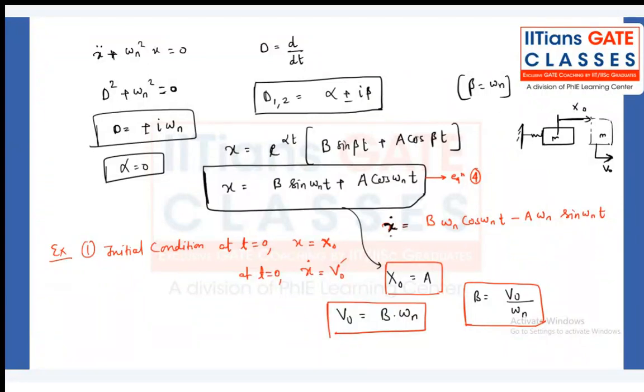A and B, x dot, differentiate it. You will get this equation. Put the boundary conditions in equation number 4 and equation number 5. You can think of this as, I'm not writing it as a separate equation, but it is a differentiation.